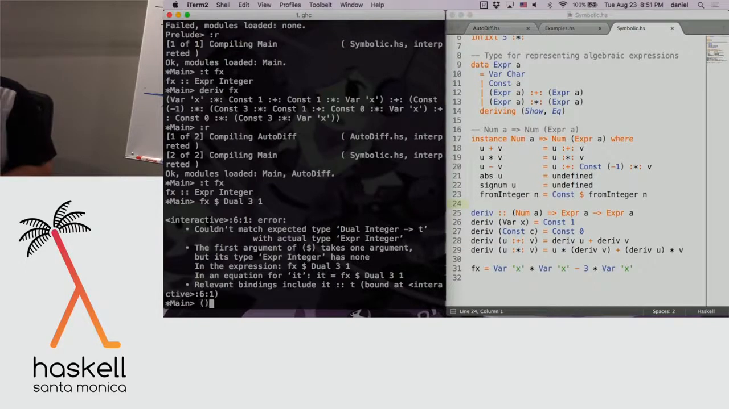So, okay, what do we do? Lambda. So, d first, right? Okay. d, lambda. Like x goes to x squared, x goes to x squared, or let's keep it in Num. Sure. Yeah, okay.